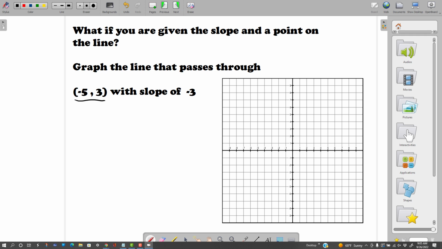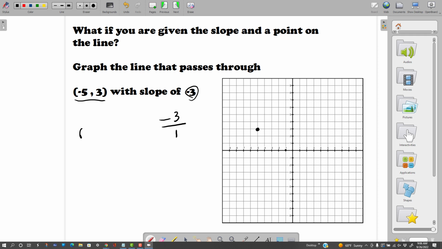Here we have a point (-5, 3) and a slope of -3. Remember that any integer can be written as a fraction by putting it over 1. So I'm going to start by graphing this point. -5, 1, 2, 3, 4, 5, +3, 1, 2, 3, gives me that as my starting point.